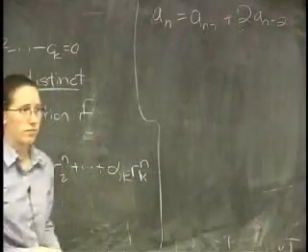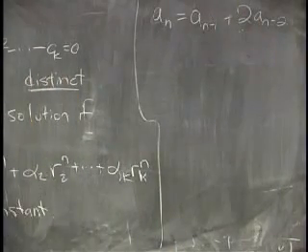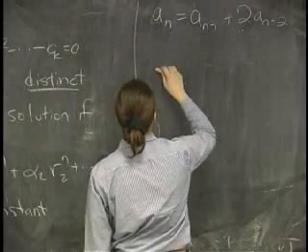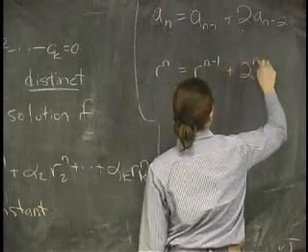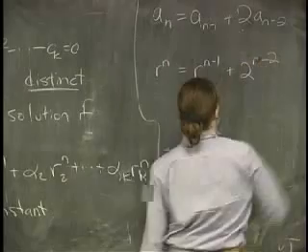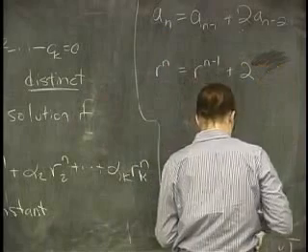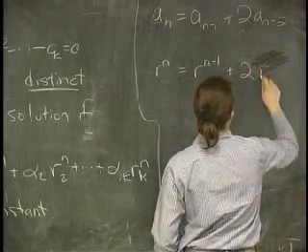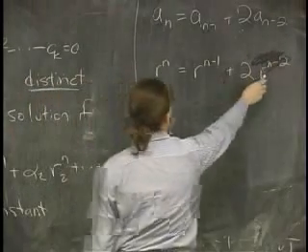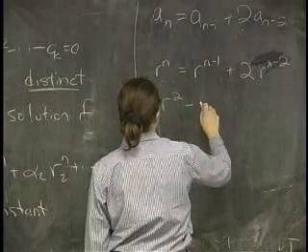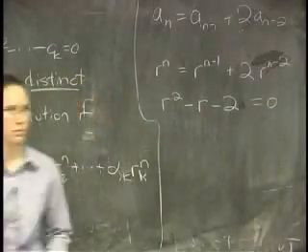Okay, so here's our recurrence relation. And I claim that if I write down this polynomial, r to the n equals r to the n minus 1 plus 2 r to the n minus 2. Now if I subtract these over to the other side and divide by r to the n minus 2, this turns into r squared minus r minus 2 equals 0.